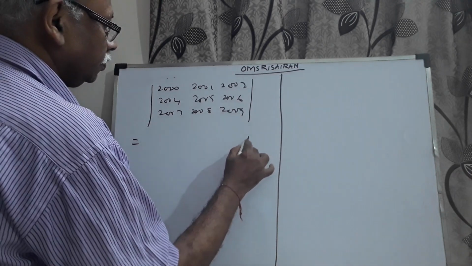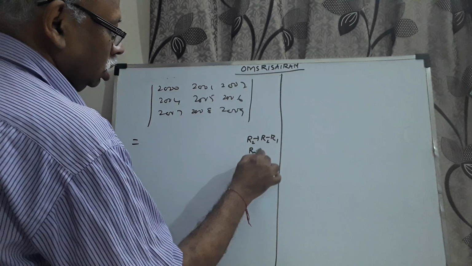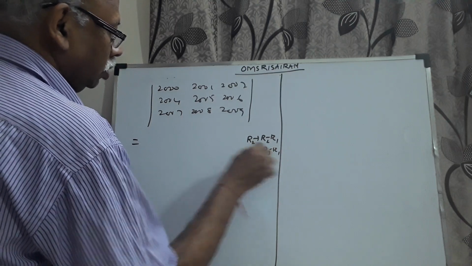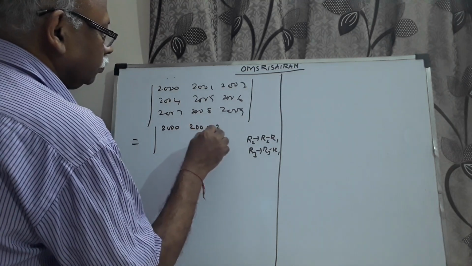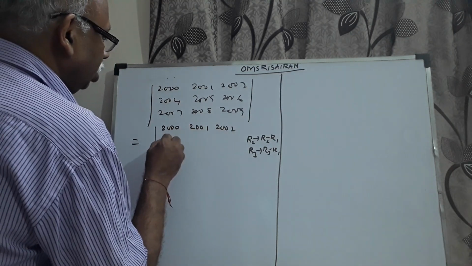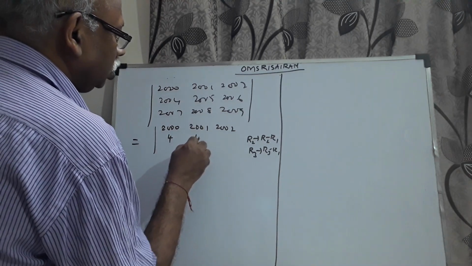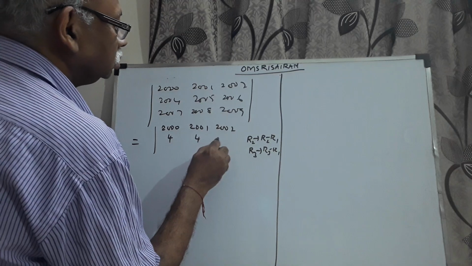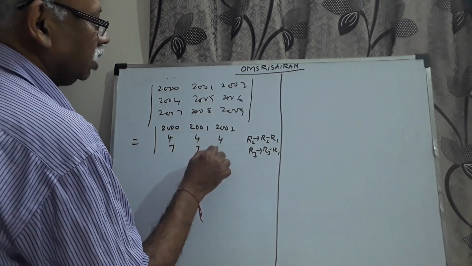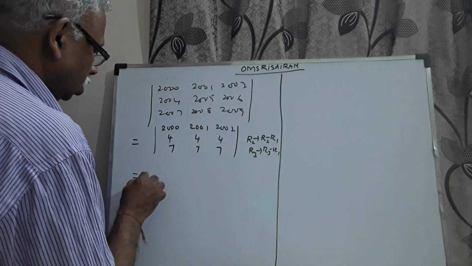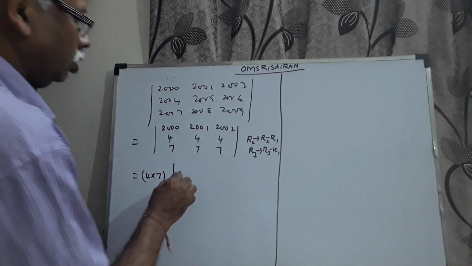What I will do is I'll just apply R2 going to R2 minus R1 and R3 going to R3 minus R1. Let us just see. I'll just leave R1 as it is. Here I'll have 4, again 4, again 4. Here I have 7, again 7, again 7. Now I'll be able to take 4 as common from R2 and 7 as common from R3.